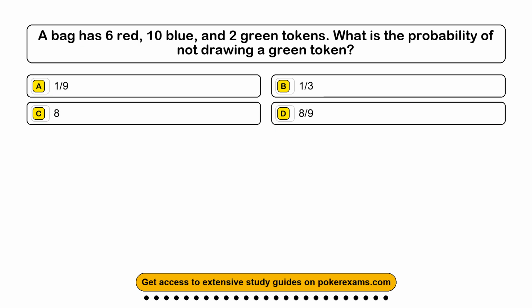Question 22. A bag has 6 red, 10 blue, and 2 green tokens. What is the probability of not drawing a green token? Option A 1/9. Option B 1/3. Option C 8. Option D 8/9.